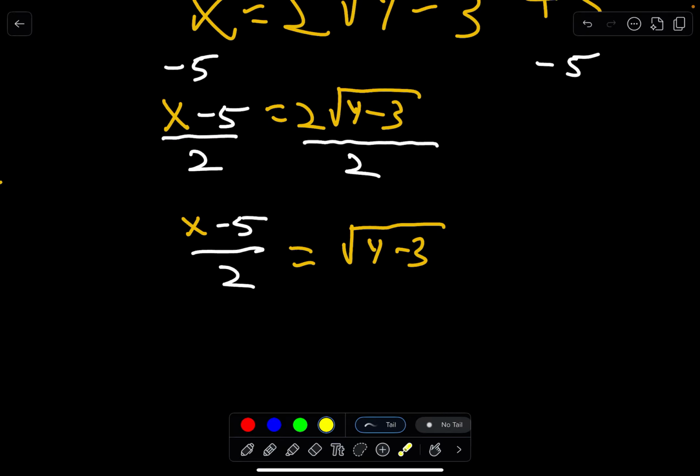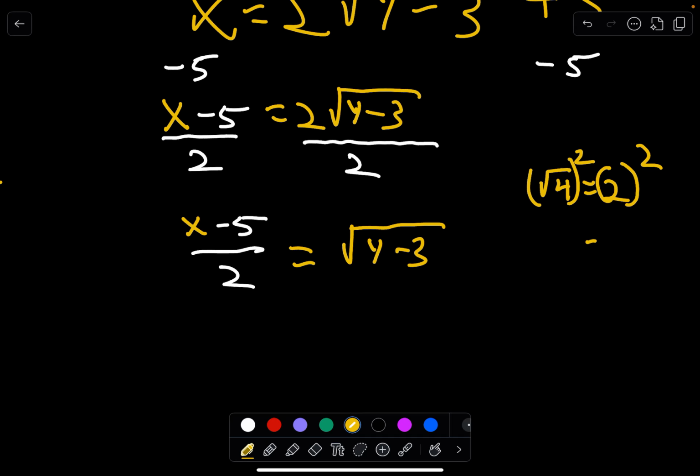Now, the inverse, or to undo a square root, is you have to square it, right? Because the square root of 4 is 2. And if I squared both sides, 2 squared is 4. So the square root disappears. It's the inverse operation. The inverse of a square root is a square, just like the inverse of a square is a square root. So that means I'm going to square both sides.